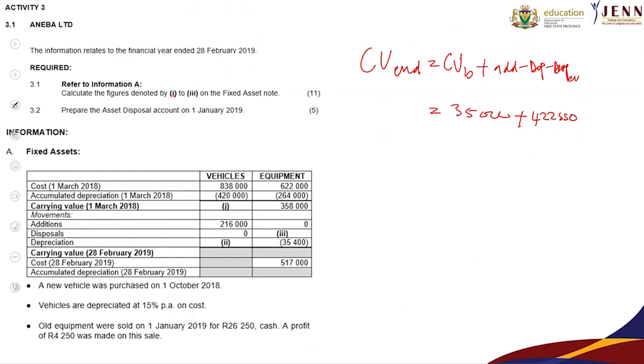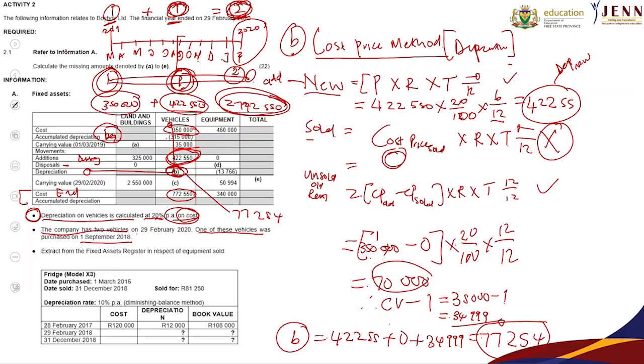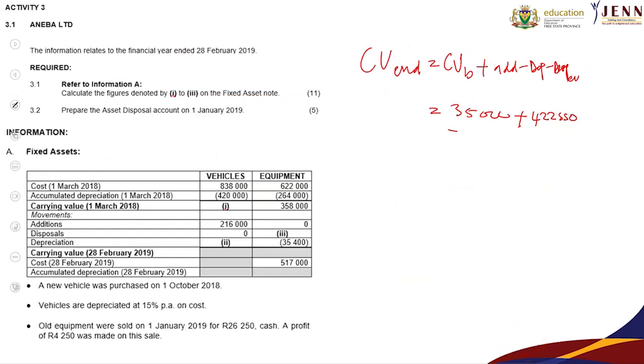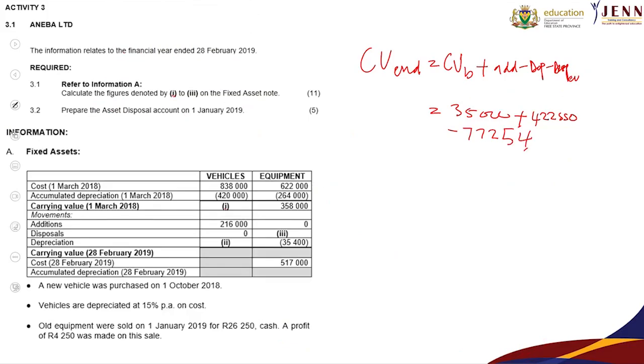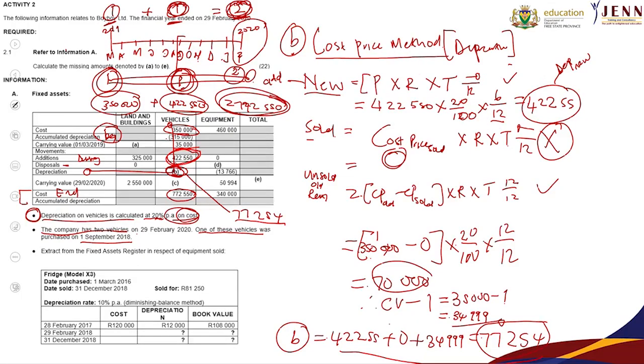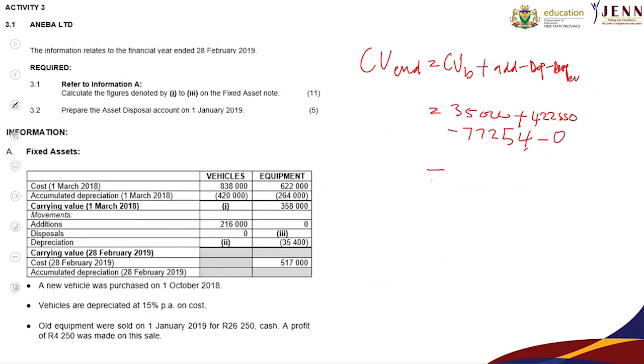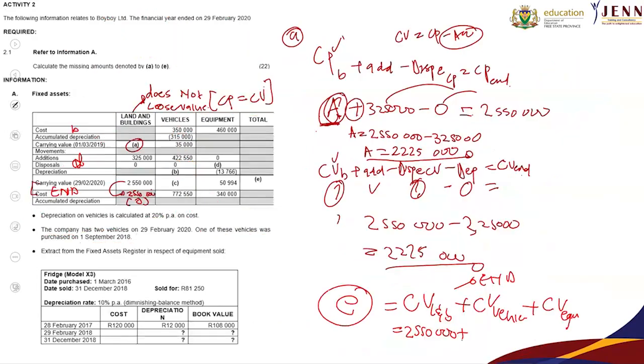422,550, right? Minus depreciation. We had calculated our own depreciation. We said depreciation is letter B. Here is our depreciation. When we calculated it, we said 77,254. Then we're going to say minus 77,254, minus disposals. How much was our disposals? Our disposals, we said it was 0. And then we said we're going to subtract 0. Then how much are we having here as our carrying value for vehicles? 282.96. Remember, forget about this. It's another page. I'm just using it. Now, let's go back and see.